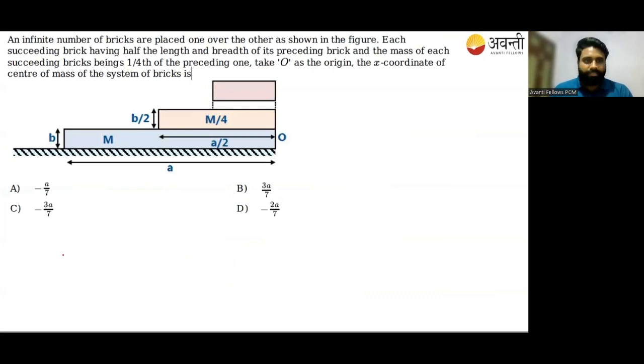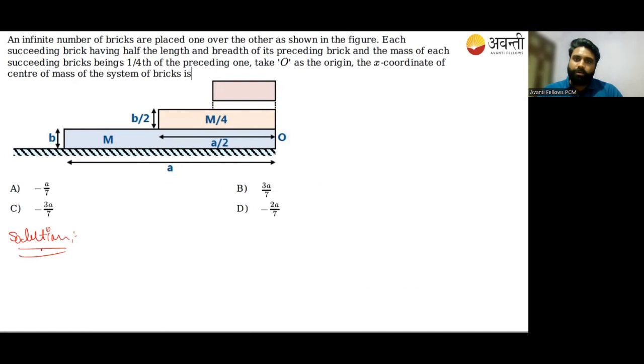Now, this is the question. Solution of this question we have to do. Yeah. So an infinite number of bricks are placed one over the other as shown in the figure. Each succeeding brick has half the length and breadth of its preceding brick, and the mass of each succeeding brick is 1 by 4 of the preceding one.